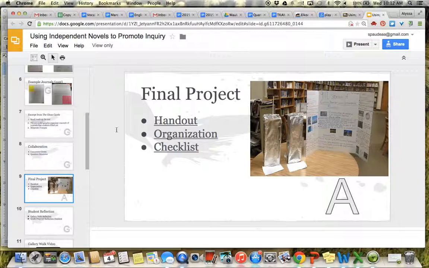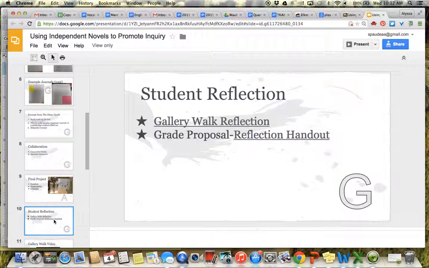We also show the organization again with that Google spreadsheet, once again stating the book, the question that they chose, and then what type of project they wanted to create. And then also a checklist for students to use as they were walking through the process.